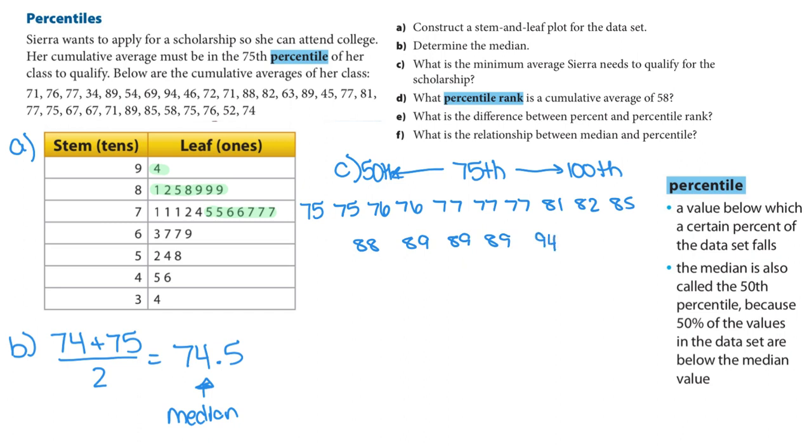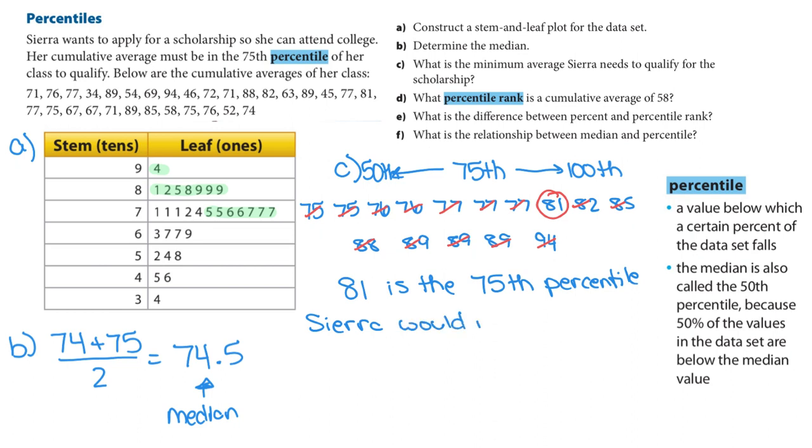Then if I do like I do with the median, and I cross off tops and bottoms, just like this, I see that 81 is the middle of that top range, which would mean that 81 is the 75th percentile, which would mean Sierra would need at least an 81. Okay?